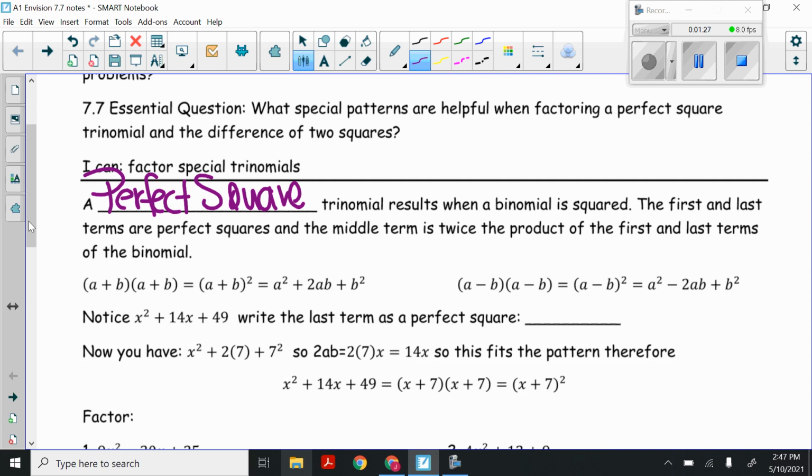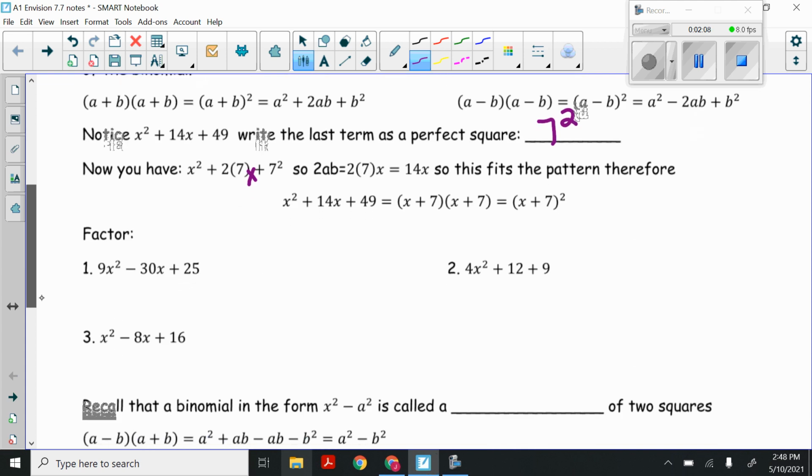Okay, so notice x squared plus 14x plus 49. I notice that the first term is a perfect square, x squared. The last term is 49. Write the last term as a perfect square. So really 49 is the same thing as 7 squared. So now I have x squared plus 2 times 7x plus 7 squared. So ab is 2 times 7x, which equals 14x. So this fits the pattern. So x squared plus 14x plus 49 is equal to x plus 7 times x plus 7, or x plus 7 quantity squared. So it's all about, do I recognize the pattern?